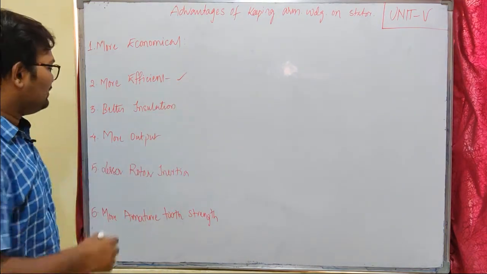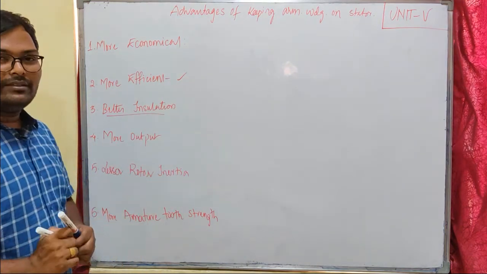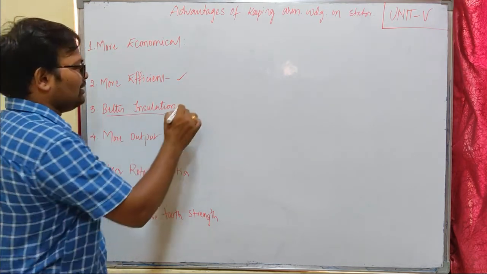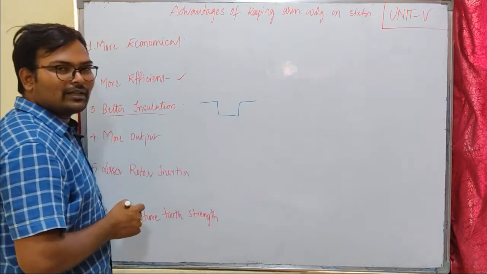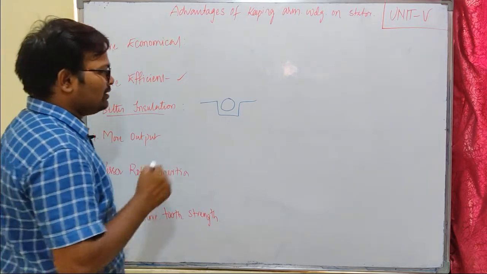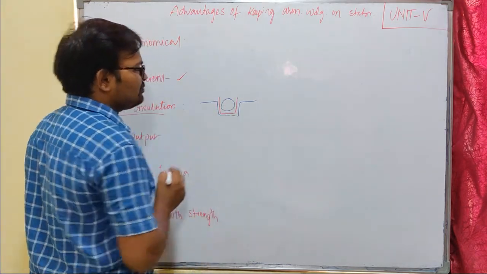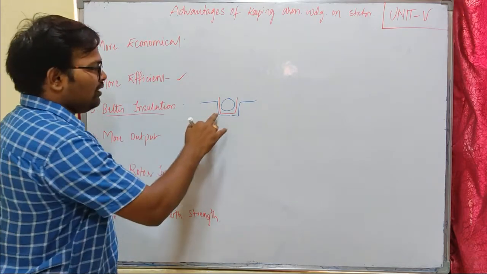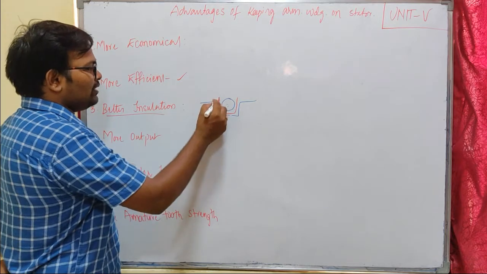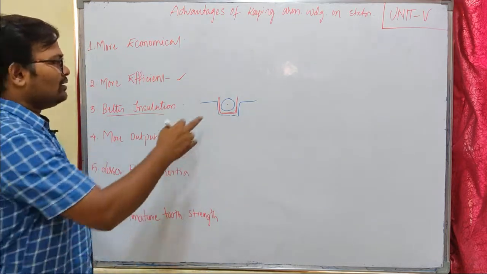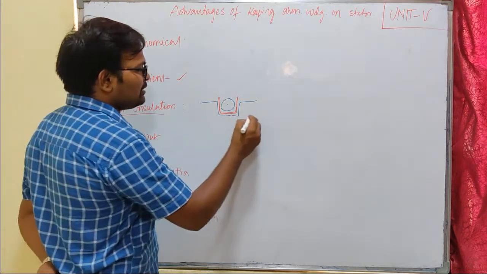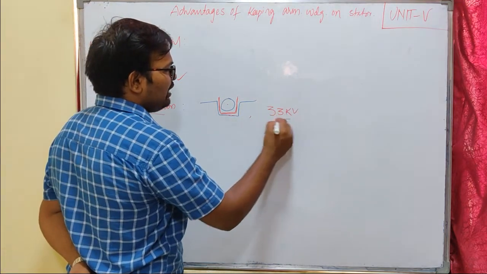Now let us consider one more important point, that is better insulation is possible while we keep our armature winding on the stator. So what is insulation? We have slots on the stator, so we are going to keep our winding on the stator slots. Here the slots and conductors should be insulated. To avoid short circuit, a slot and a conductor carrying current should be insulated, so that our machine will be free from short circuit operation. If insulation is better, you can build a machine of order 33 kV.